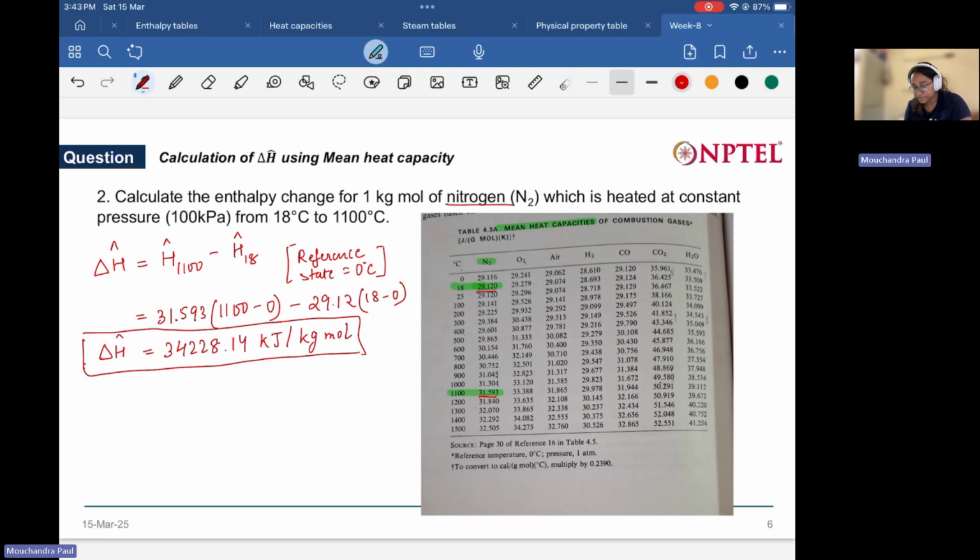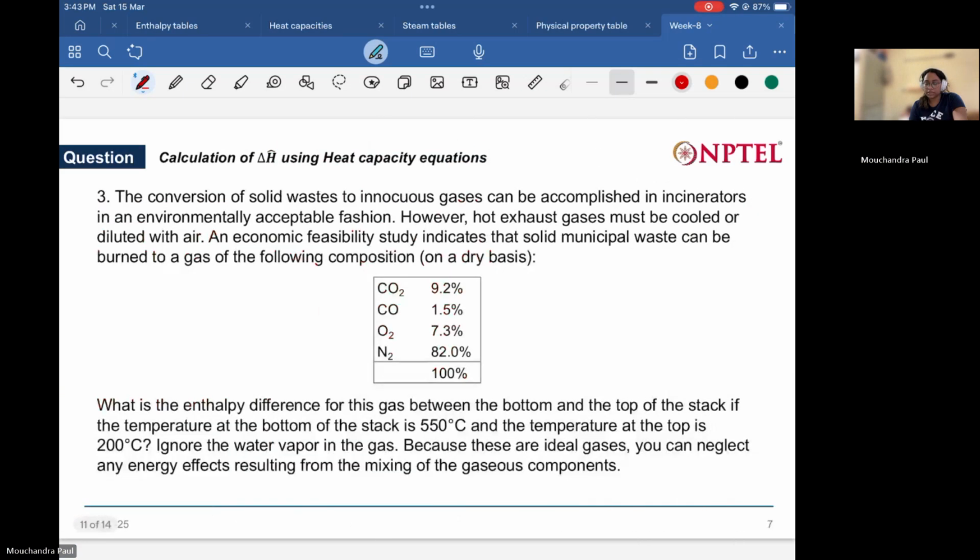That's something that, it's the third question. Sorry. So here what we have to do, we have to calculate change in enthalpy using heat capacity equations.